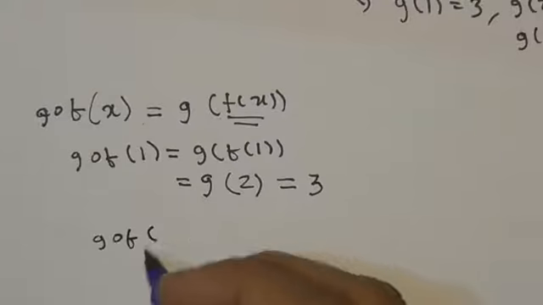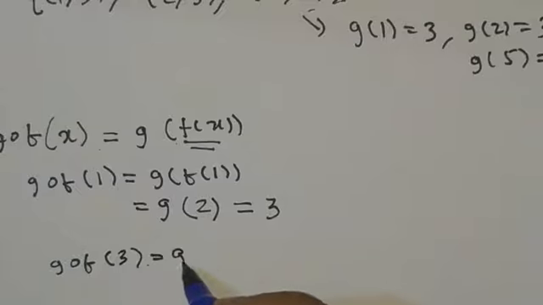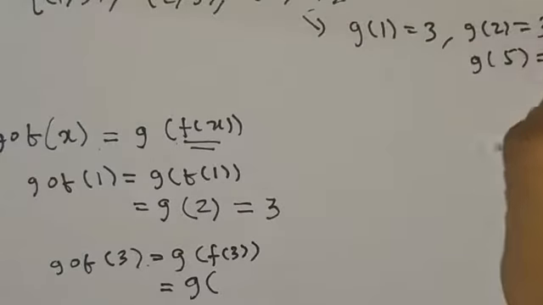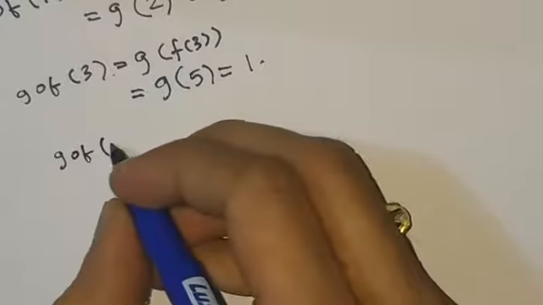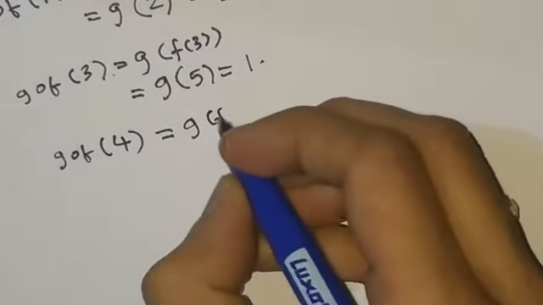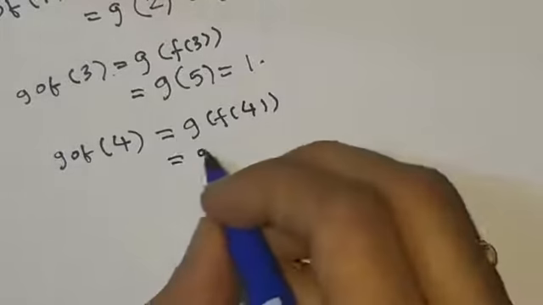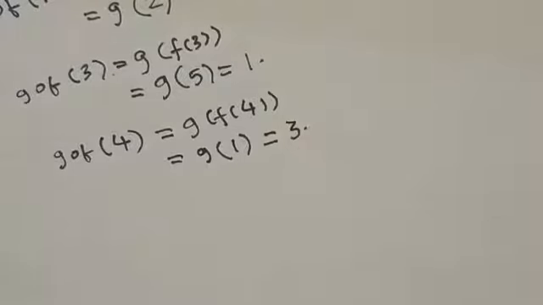Similarly, we can calculate g composition f of the next element in the domain of f, that is 3. So g of f of 3, which is g of 5, and g of 5 is 1. Then we can take g composition f of the next element in the domain of f, that is 4. So this is equal to g of f of 4, which is g of 1, and g of 1 is 3.